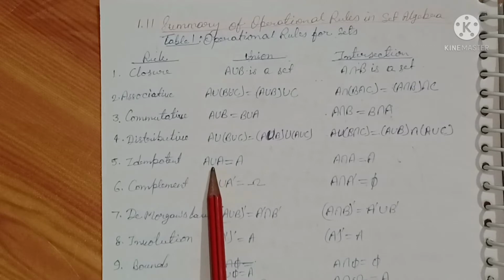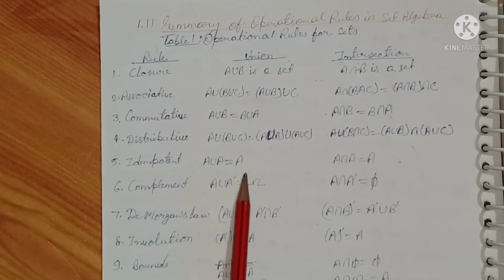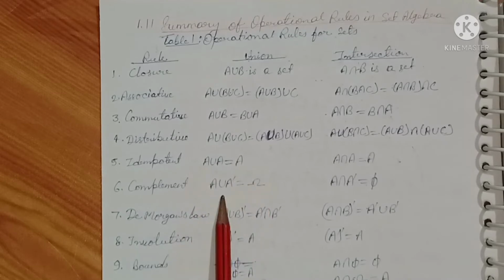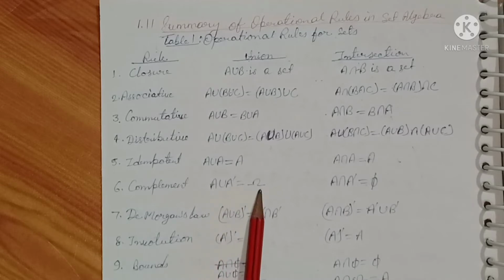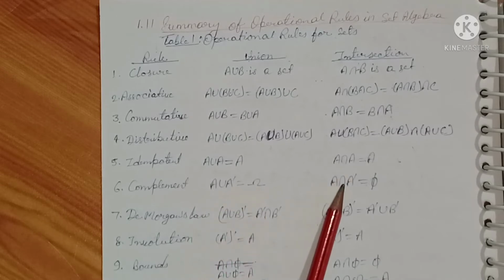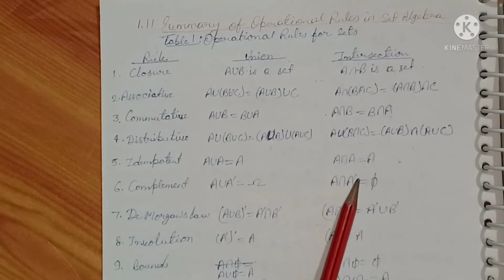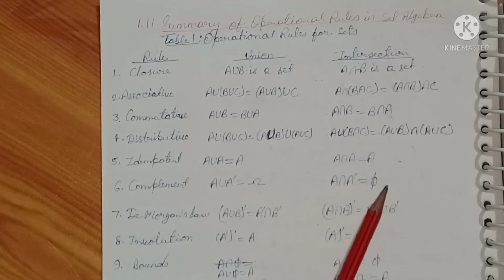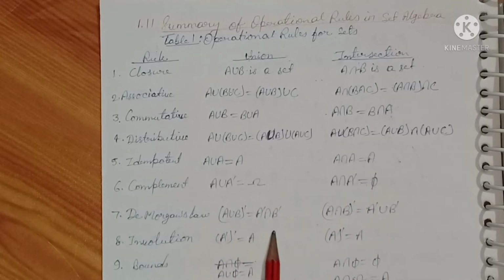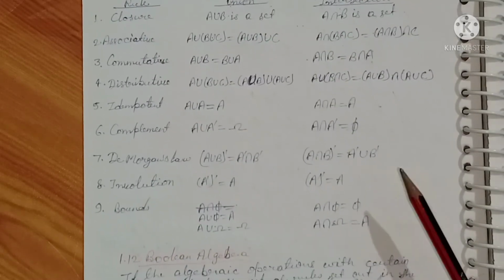An important rule, the idempotent law, says that if the union is of the same set, then you will get the same set, meaning a union a gives a. Complement: a union a complement gives the universal set, and the intersection with the complement gives the null set. In the same way, De Morgan's law, which I have already explained, and involution: two times complement gives the same set. And bounds, here it is given in the ninth one.